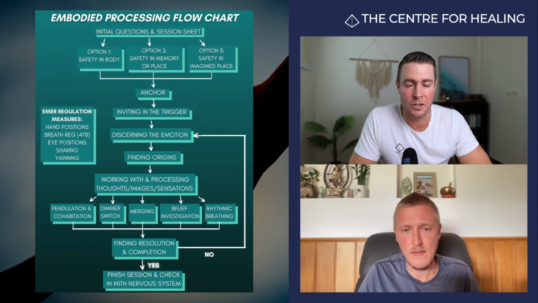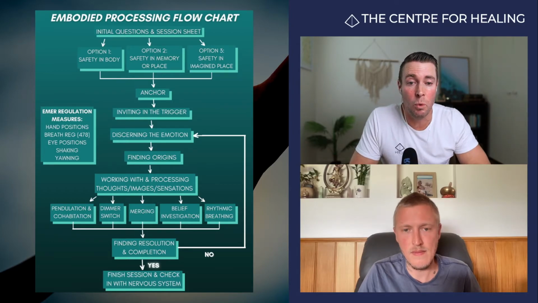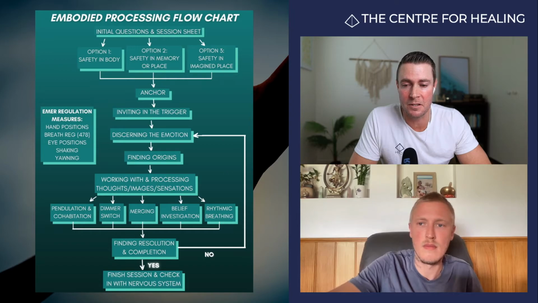So early on, we can use these different options. It's like just planting a seed, and we start to water that seed and help to show the client how to do that over time so they can cultivate that. We can look for safety in the body in certain areas. We can look for that in a memory, a person, or a place from our past, or we can use an imagined safe space for that.